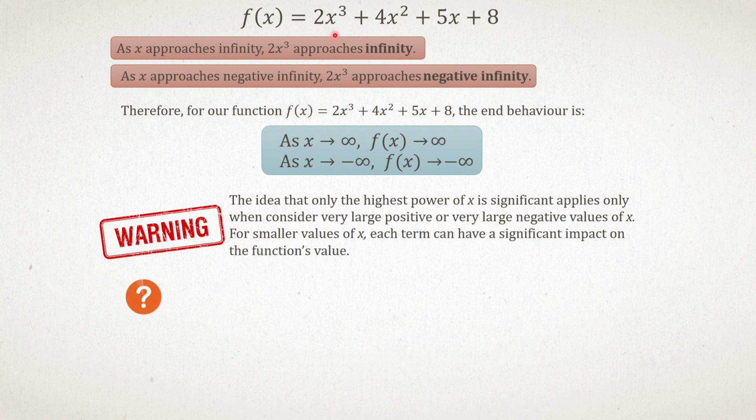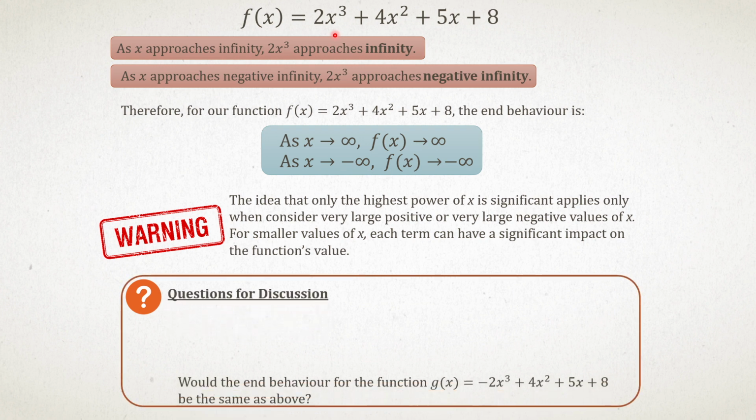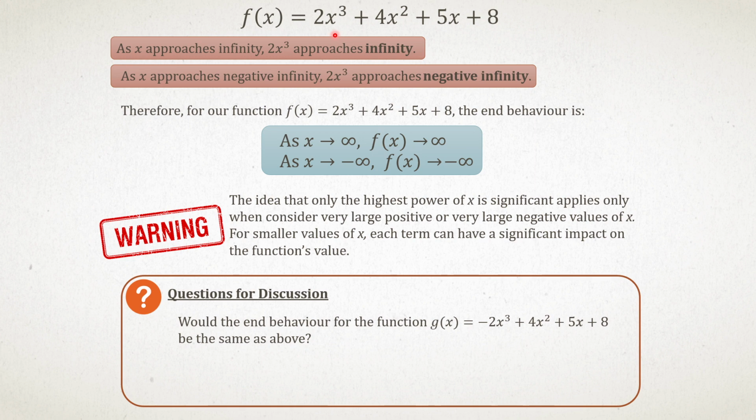So some quick questions for discussion. How would this change if our function was g of x equals negative 2x cubed plus 4x squared plus 5x plus 8? Would the end behavior be the same? Well, no, it wouldn't actually, because now we still have everything the same here, except there's a negative 2 with x cubed instead of a positive 2 here. So what happens to the end behavior?